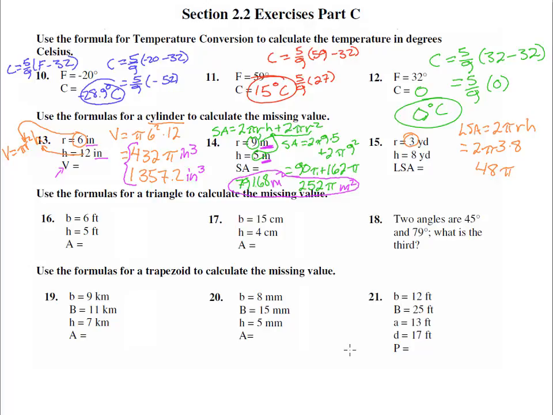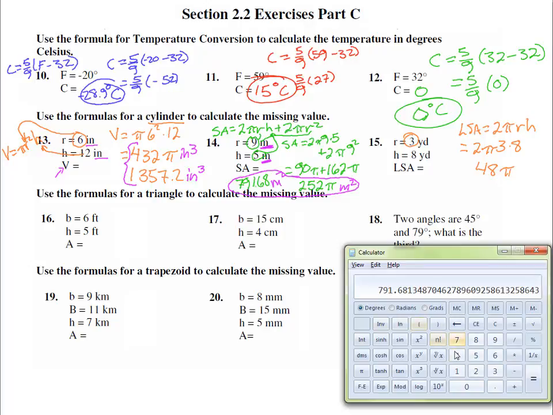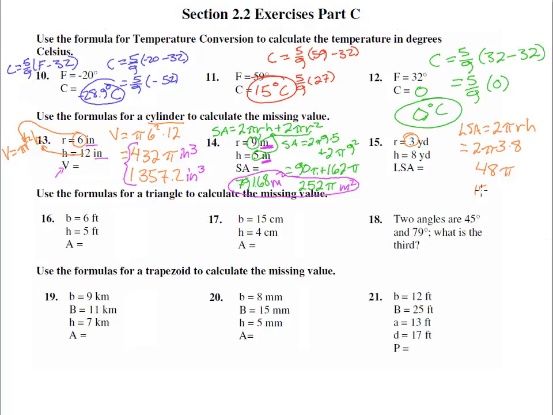So you may leave it as 48 pi or stick it into a calculator as 48 times pi equals, and you get 150.796. If we round it to two decimal places, that's 150.8. And what kind of units do we have here?